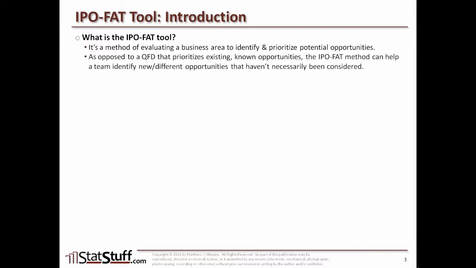Now, it's a little bit different than the QFD that we had looked at in the previous training lesson, which generally prioritizes existing known opportunities. This IPO FAT tool instead is a way for us to identify maybe new or different opportunities that we haven't even considered before. So when is it that we would use an IPO FAT tool?